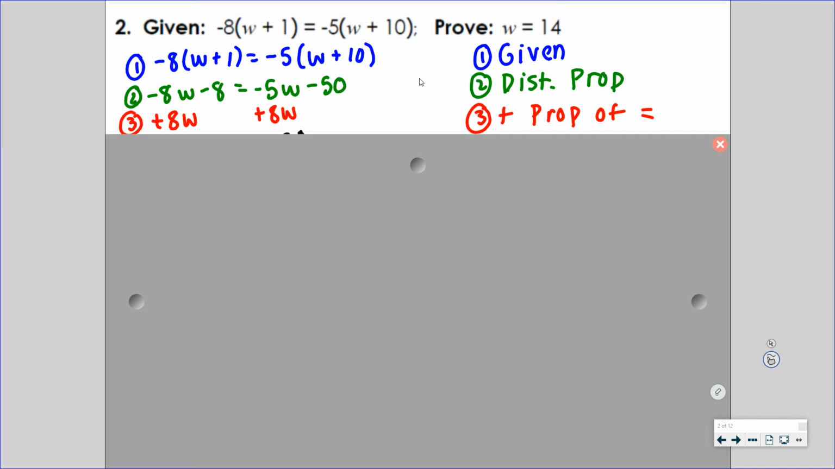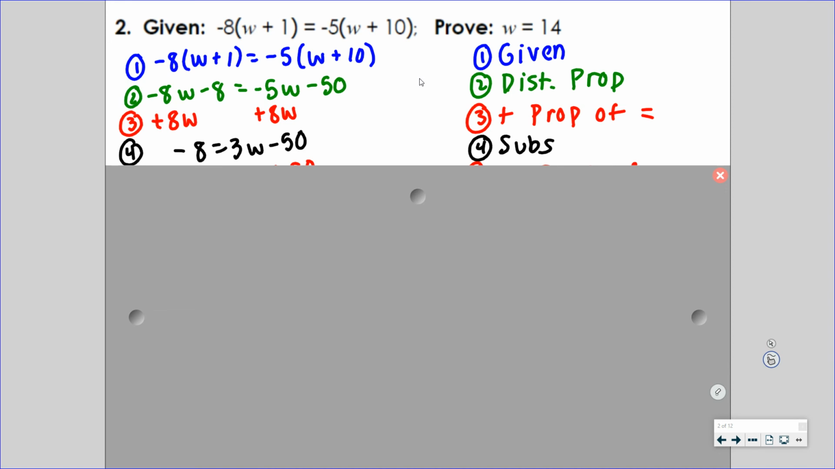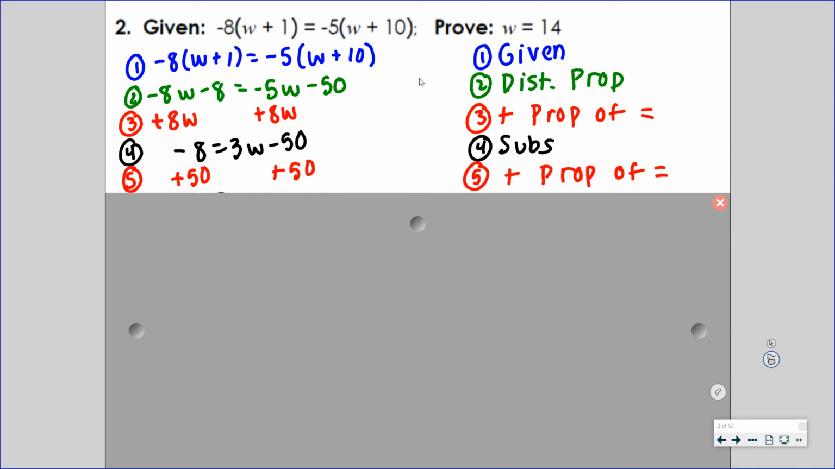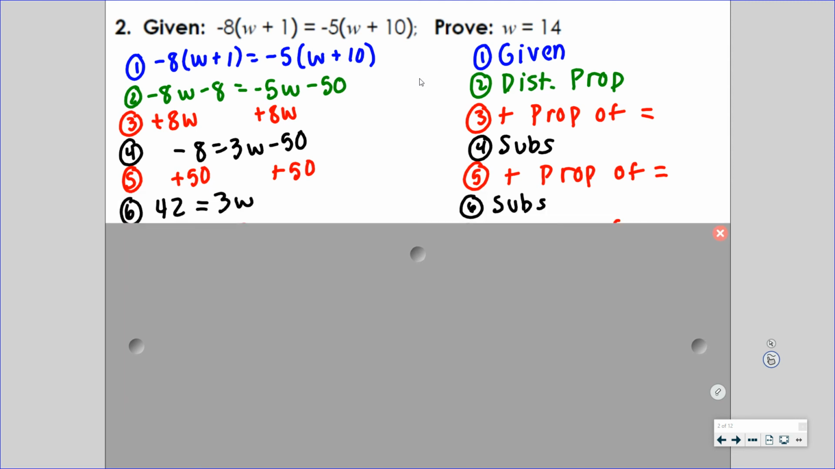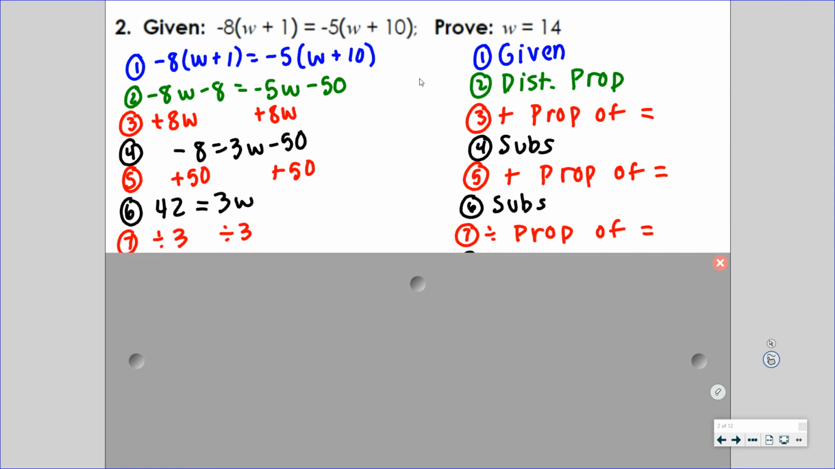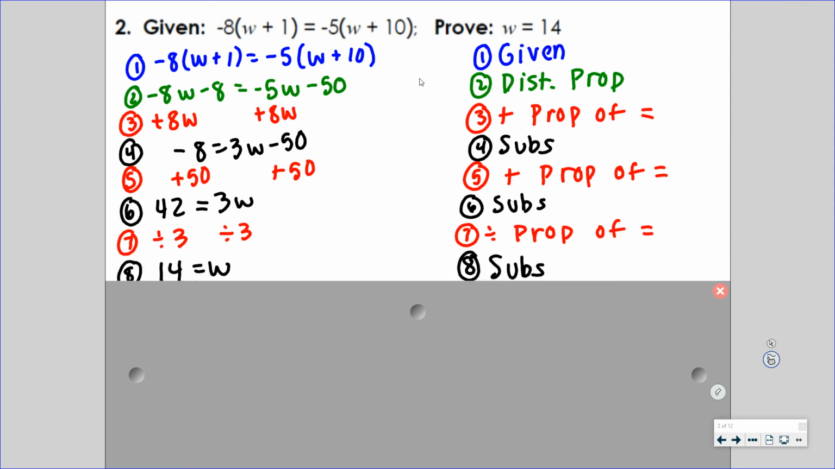I added the 8w, which is just my additive property of equality, adding something to both sides, and simplifying is my subs. So then I got to here, and then I added 50 to both sides. Now you're just basically taking off your layers around your variable. Additive property, subs, we get 42 equals 3w. Okay, divide both sides by 3. Division property, and I get 14 equals w.